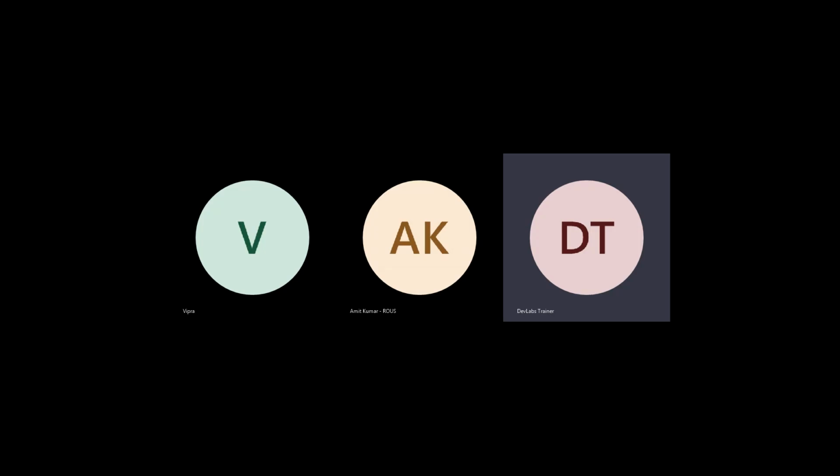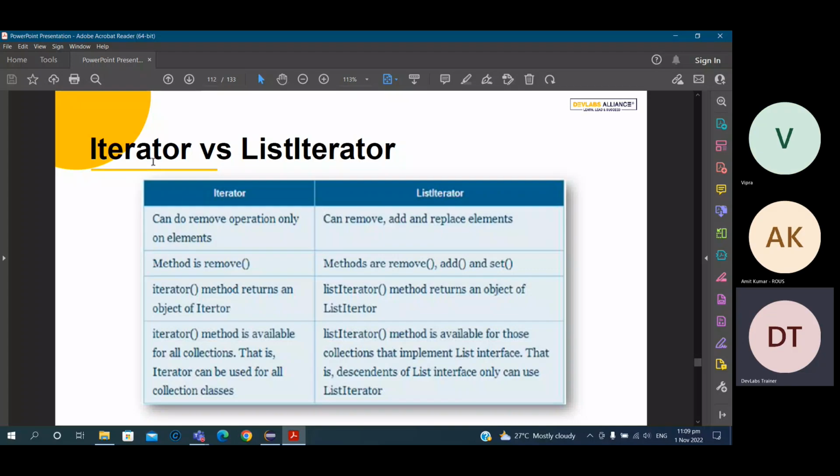Question, and you should focus on this: what is iterator and list iterator. Normally, list iterator is only available for list subsequent classes, meaning array list, linked list, vector, stack, all those things. And iterator is available for all the collections classes. So that's the main difference.